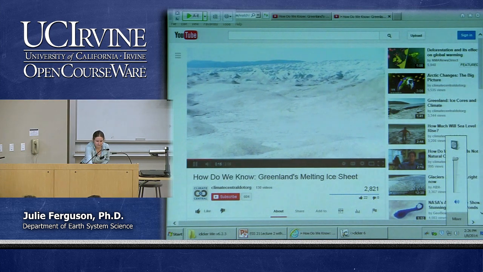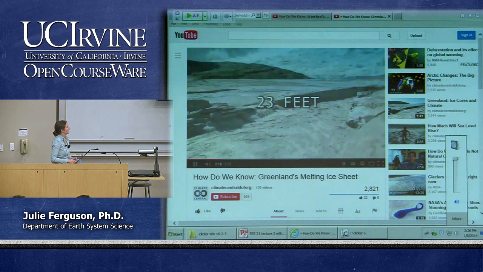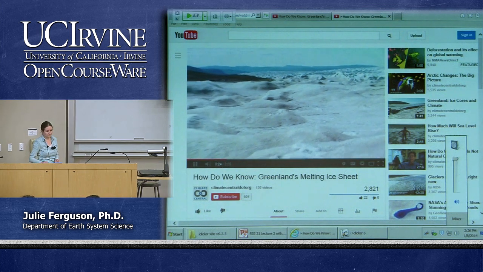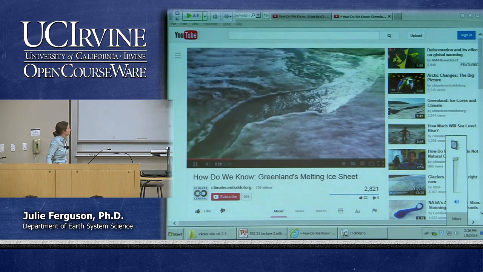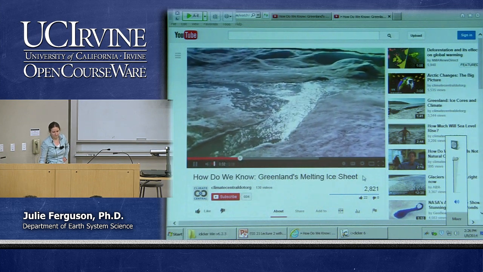So much ice that if it all melted, it would raise sea level around the world by a whopping 23 feet. Okay, so it's not all melting, but scientists say a warming climate is rapidly turning a lot of that ice to water. But exactly how do we know?